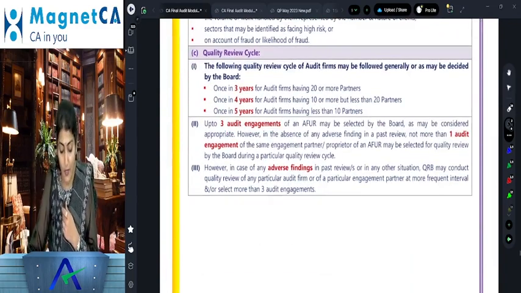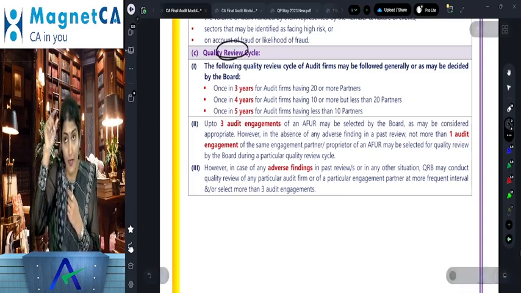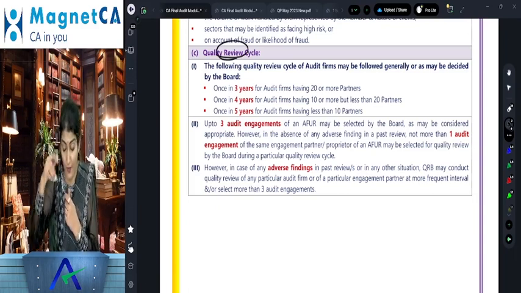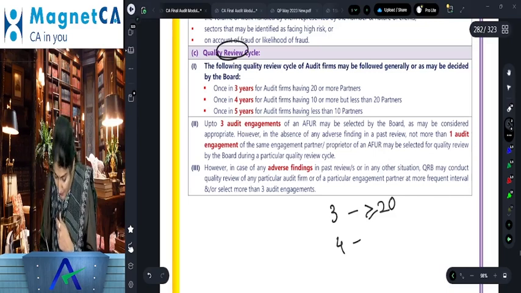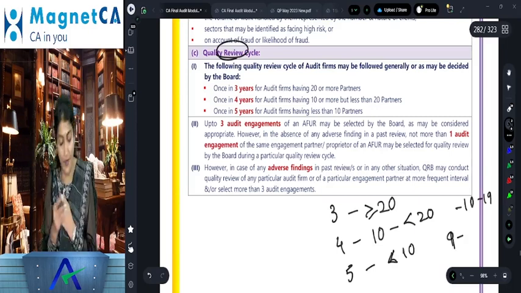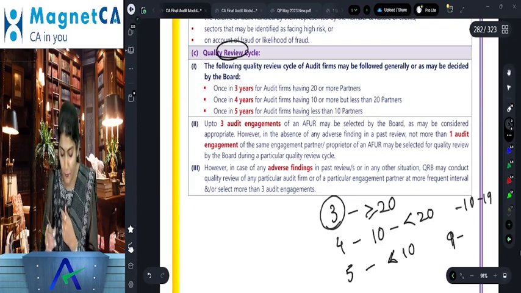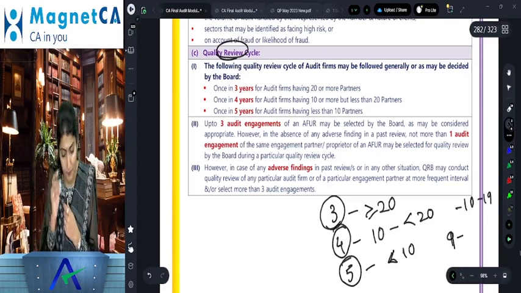And third, there is a quality review cycle. What is the quality review cycle? Right, once in 3 years, once in 4 years, once in 5 years. If your firm is a firm with 20 or more partners, if your firm is a firm with 10 or less than 20, that means 10 to 19, and if your firm is a firm with less than 10 partners, that means up to 9 partners. Then what does it say? Quality review to be done at least once in 3 years, once in 4 years, and once in 5 years.